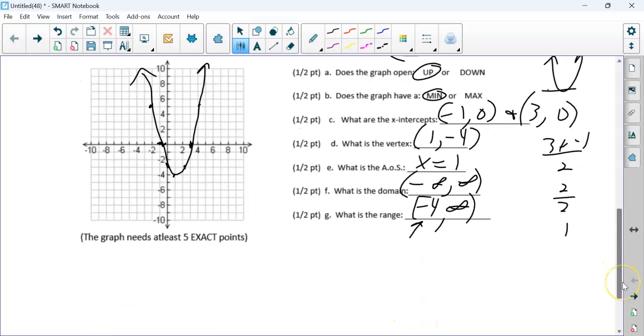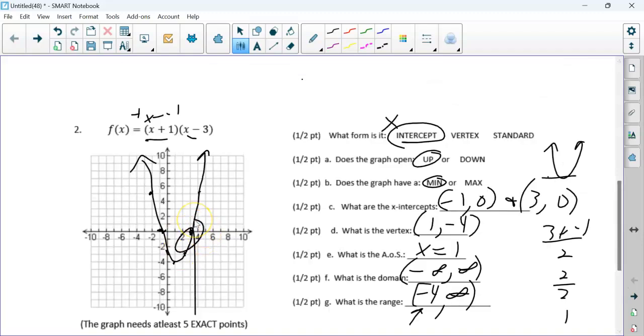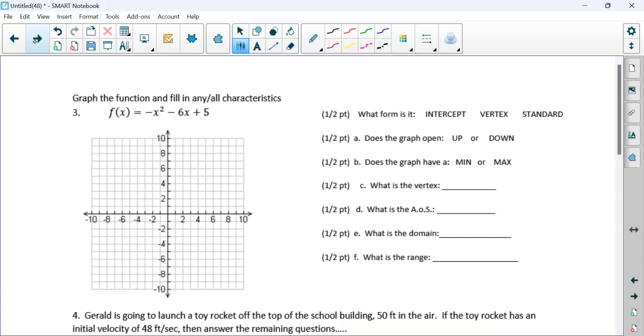That was a silly mistake. And again, remember, make sure you're putting 5 points on here. Number 3, this is standard form. What we do know from this is the y-intercept at (0, 5). And that's all we know right now off the bat.